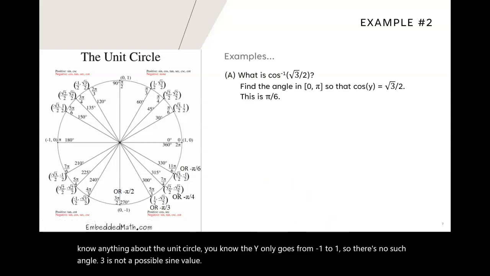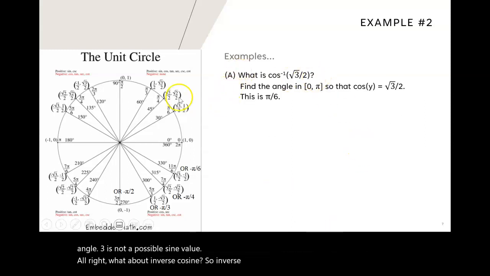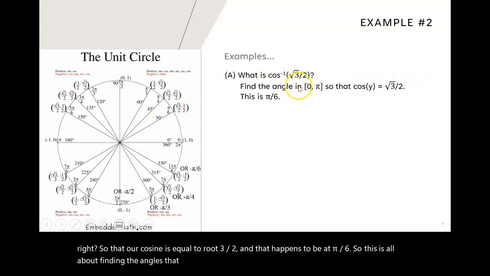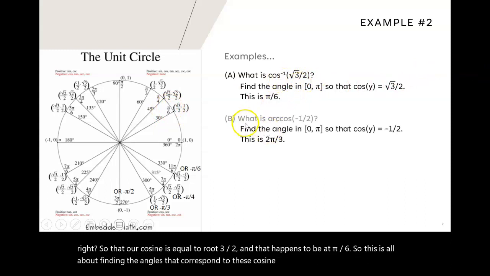What about inverse cosine? So inverse cosine of √3/2, looking for an x coordinate, right? So that our cosine is equal to √3/2, and that happens to be at π/6. So this is all about finding the angles that correspond to these cosine values. Arc cosine, remember that's equivalent.